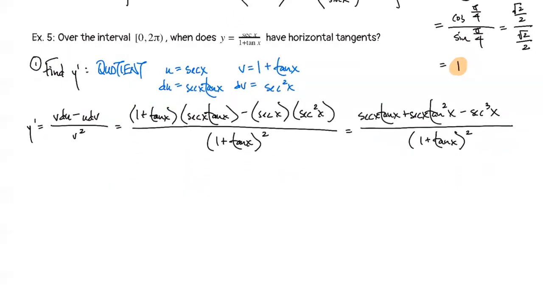Now I see a fraction in my derivative, but I also know that because I'm looking for horizontal tangent, I want to see where this fraction equals 0. Do I need the whole fraction?